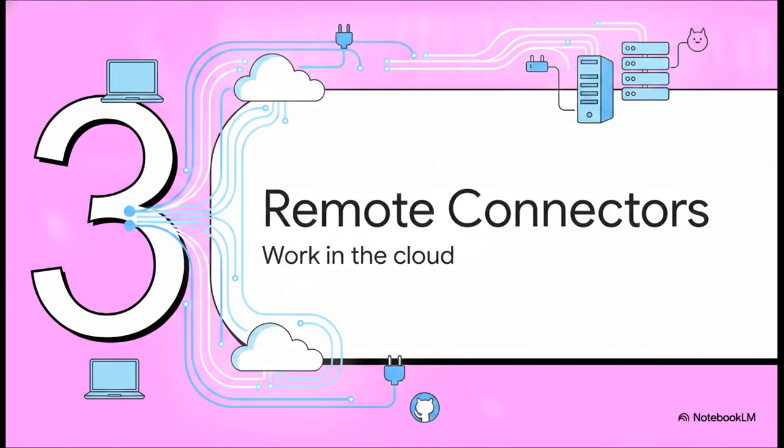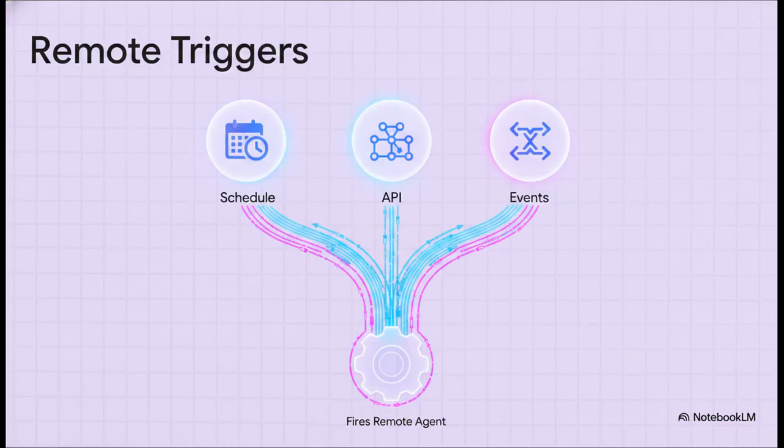Okay, section 3, remote routines with connectors, orchestrating real work in the cloud. Now this is where things get really fun. Switch to remote, and Anthropic spins up a dedicated cloud environment for Claude, using a GitHub repo as its workspace scratchpad. To actually fire off these remote agents, you've got 3 triggers.